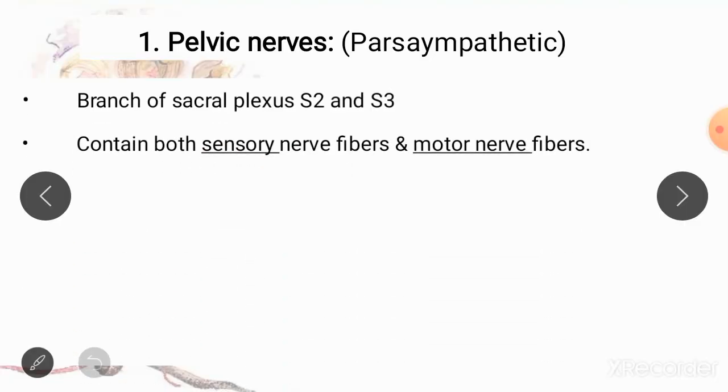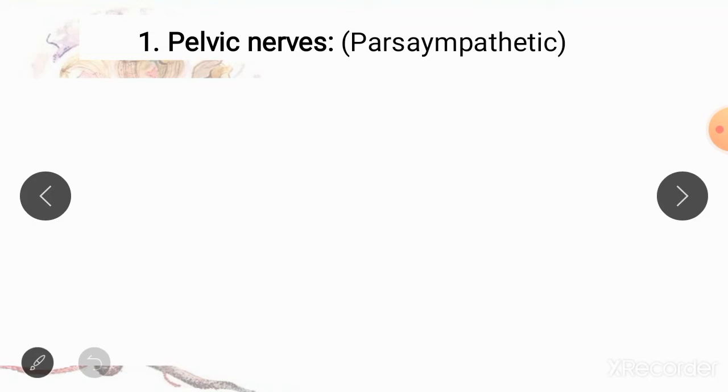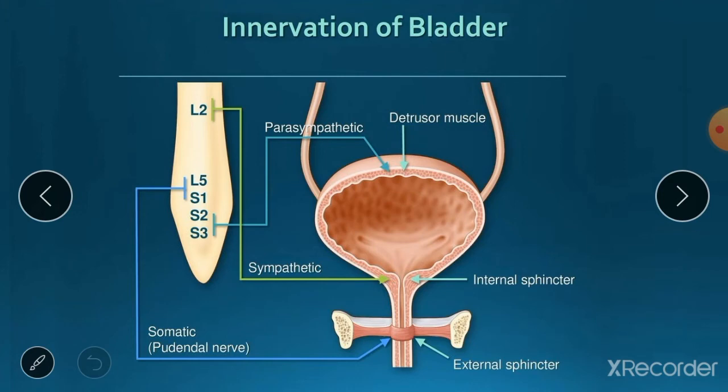Now here is a review of the nerves. First we have the pelvic nerves, which are parasympathetic in nature. They arise from S2 and S3. They have both sensory and motor components. This is an important point you should understand: the parasympathetic nerves are not only motor, they cause contraction of your bladder, but they do have a sensory component too.